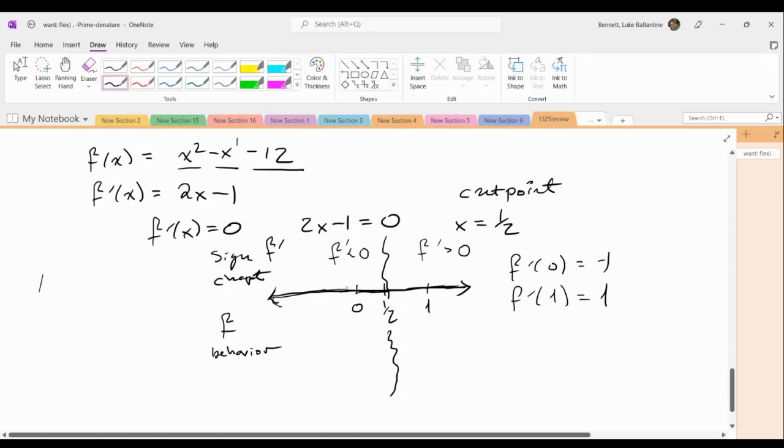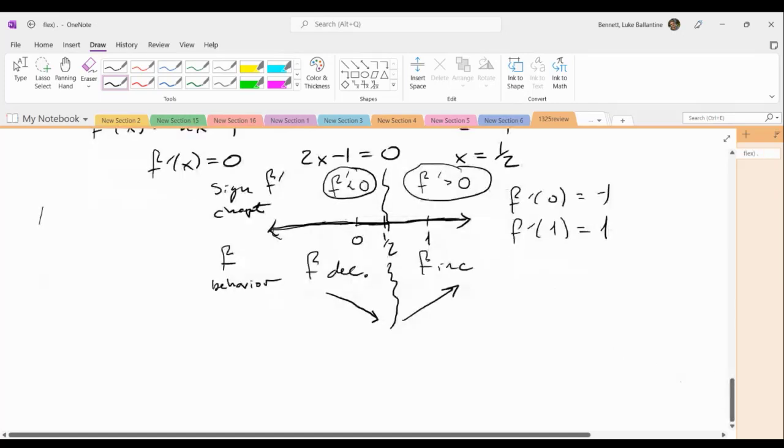So if f prime is less than 0, this means f is decreasing. If f prime is greater than 0, then this means f is increasing. So we have f decreasing, f increasing. And so look, it kind of looks like a minimum. If I put a point right here, then it's like the lowest point. So x equals 1/2 is a minimum.